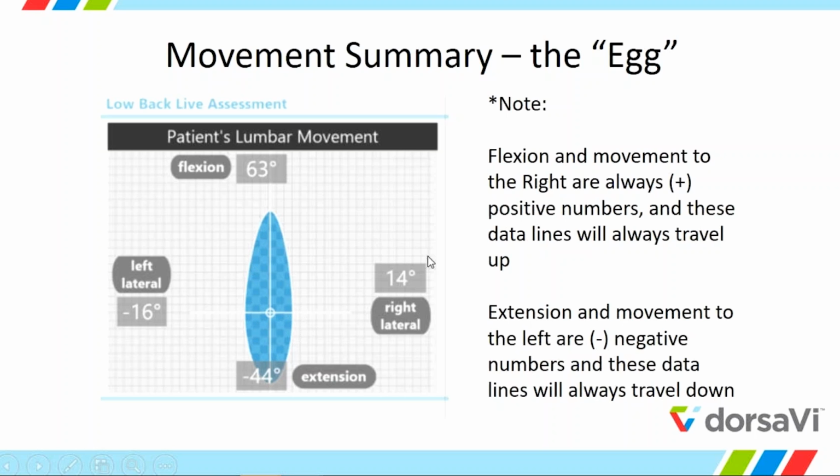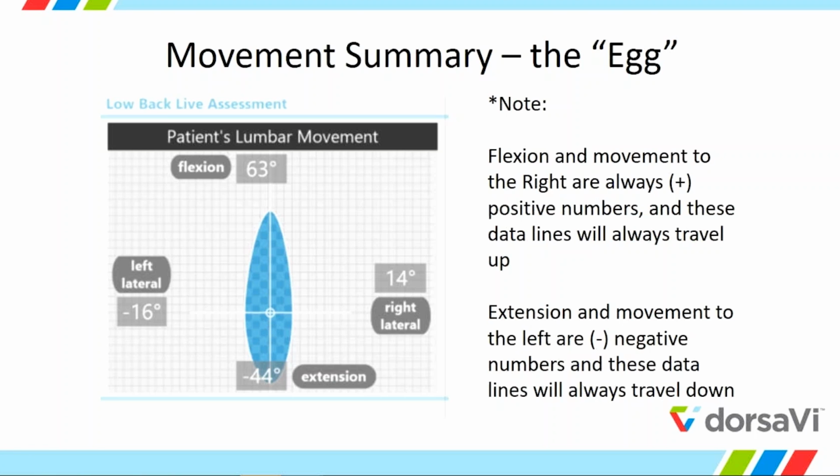One thing that I want to point out with numbers and looking at data is in our system, flexion is always positive, as well as any movement to the right. So in this case, flexion and right lateral flexion, or right side bending, are positive numbers, and extension and left are always negative. So in this case, we have 44 degrees of extension, that's a negative number, and 16 degrees of left lateral flexion, that's also a negative number. This is just good to know when you're looking at all these numbers on the screen and on your report.